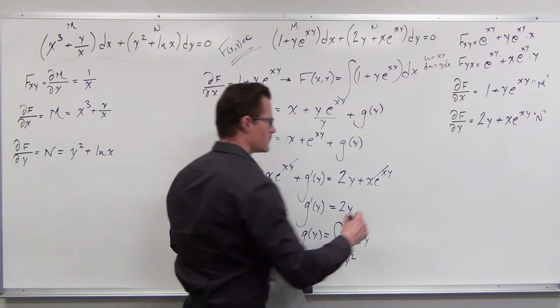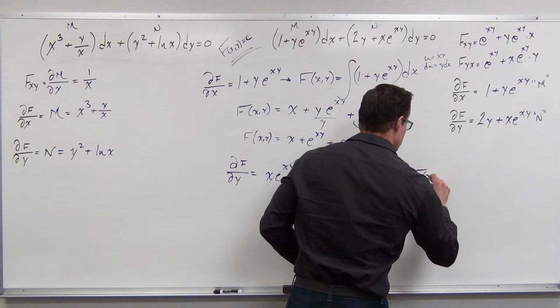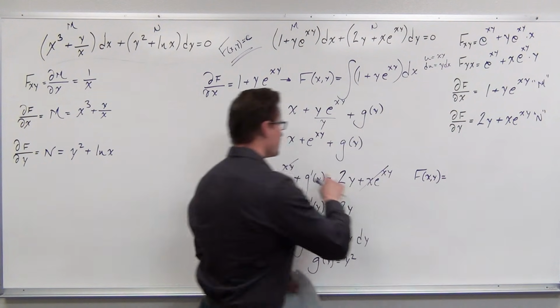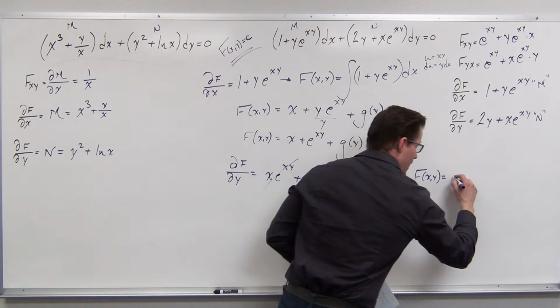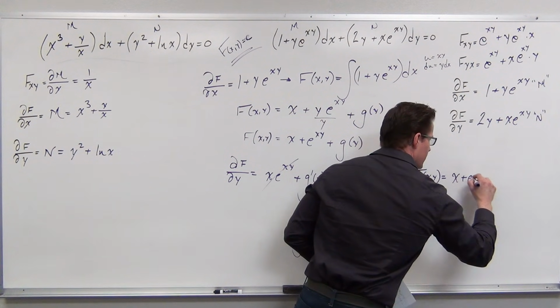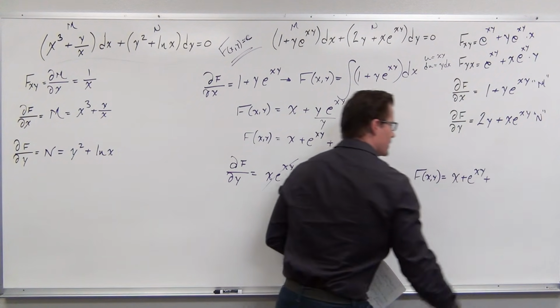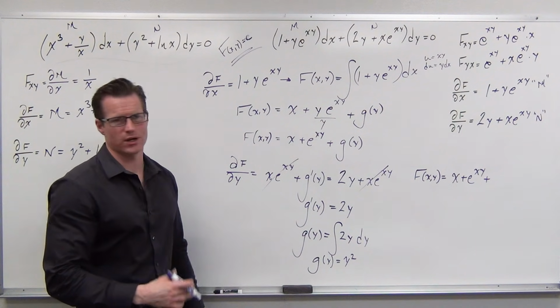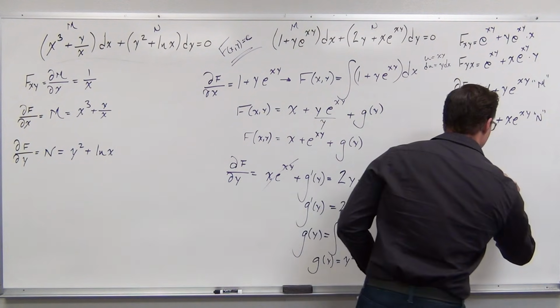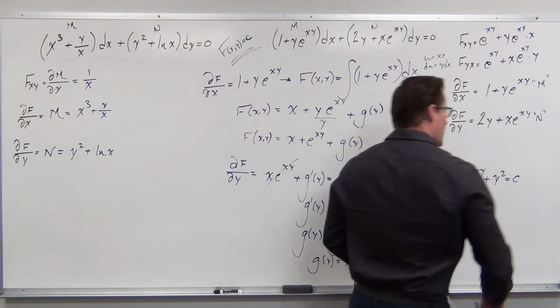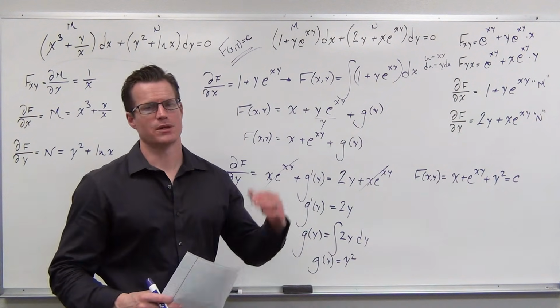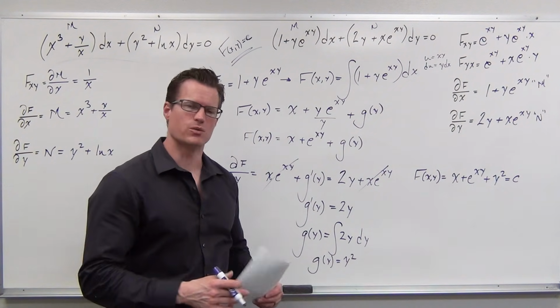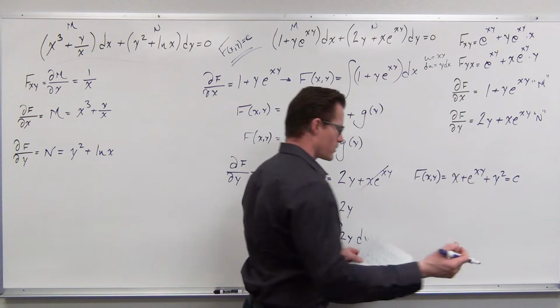And now let's put it back. So f of x y, it's this stuff, it's e to the x y, and it's the function g, which we just solved for as y squared. It's nice. And we know that that's going to equal a constant coming from the level curves. That's our potential function that we just found. So we're going to write it that way.